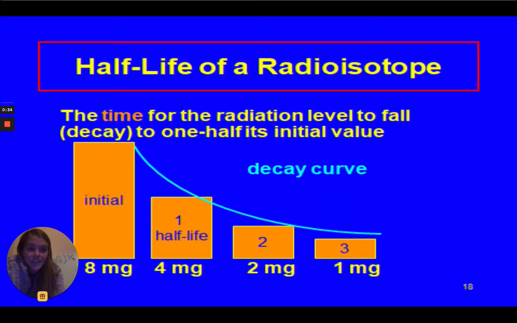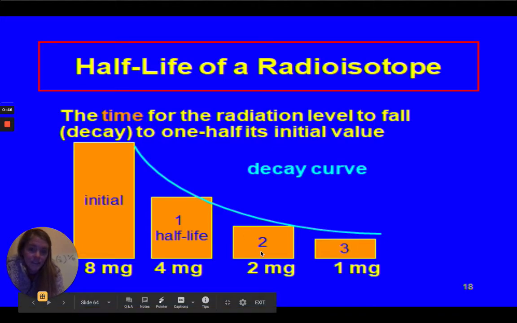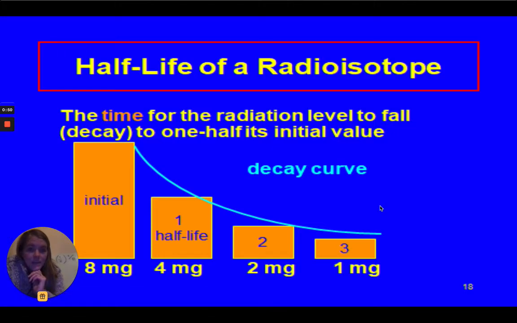So half-life is the time for radiation level to fall or decay to 1/2 of its initial level. Okay, so if we start with 8 milligrams, if we get to 4, it's 1 half-life. If we get to 2, it's a second half-life. If we get to 1, it's a third half-life. So the time for the radiation level to fall to 1/2 its initial value. So half-life is basically just how long it takes something to decay.